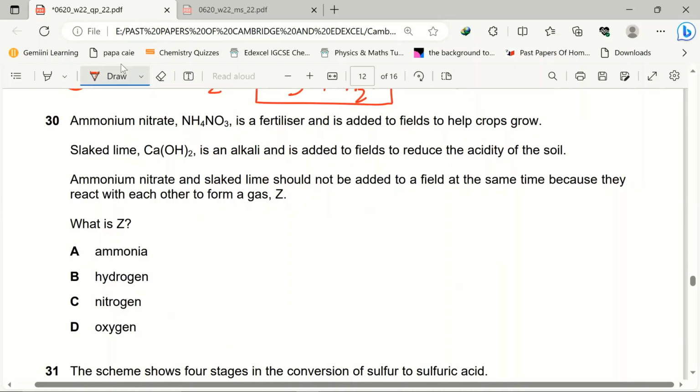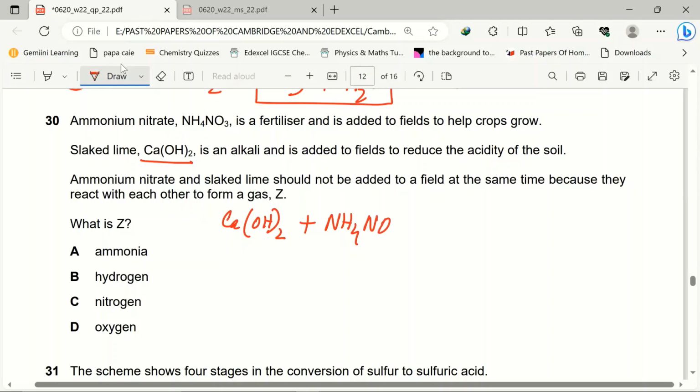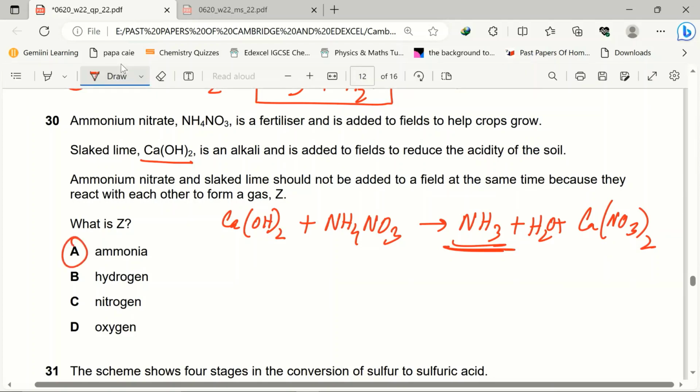Number 30, ammonium nitrate is a fertilizer and is added to fields to help crops grow. Slaked lime, which is calcium hydroxide, also called lime water, is an alkali and is added to fields to reduce the acidity of the soil. Ammonium nitrate and slaked lime should not be added to a field at the same time because they react with each other to form a gas Z. What is Z? If calcium hydroxide plus ammonium nitrate react, they form ammonia, water, and calcium nitrate. Since ammonia is produced, which is an alkali, it should not be added. So what is Z? The gas formed is A, ammonia.